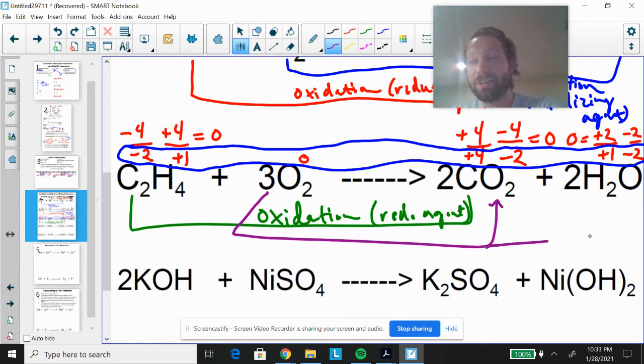Next, we'll do the oxygen, and I'm going to pull this out here. And oxygen is in both places, and that's okay. Oxygen goes from 0 to a -2 in both cases. So this is going to be reduced because it obviously gained electrons. This is also called the oxidizing agent.